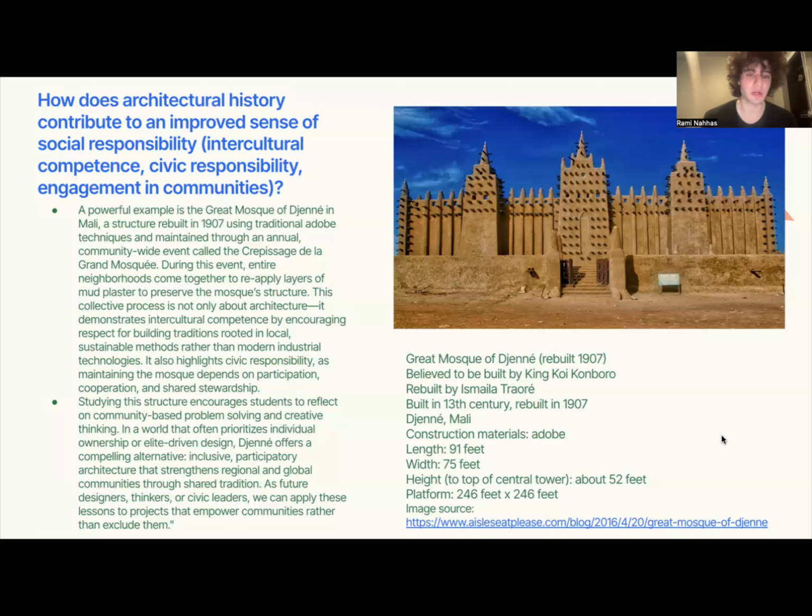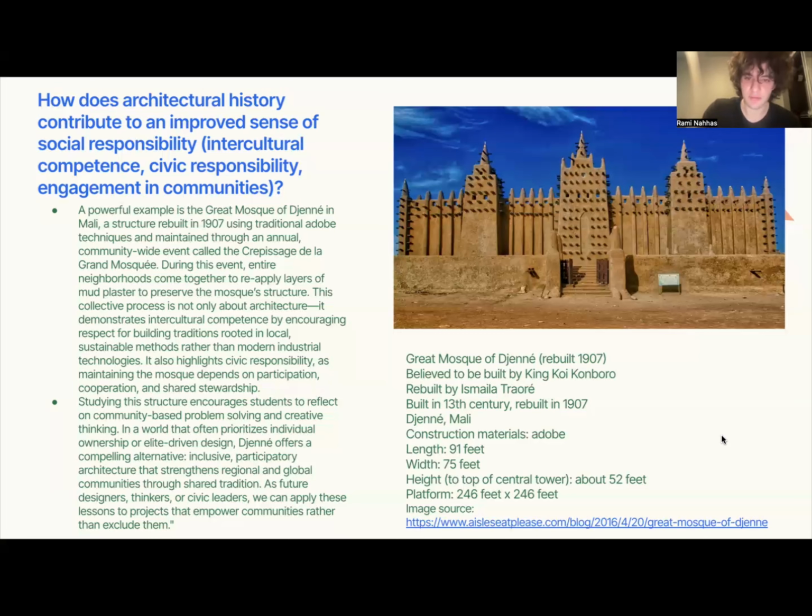Studying this structure encourages students to reflect on community-based problem solving and creative thinking. In a world that often prioritizes individual ownership or elite-driven design, Djenné offers a compelling alternative, inclusive participatory architecture that strengthens regional and global communities through shared tradition. As future designers, thinkers, or civic leaders, we can apply these lessons to projects that empower communities rather than exclude them.